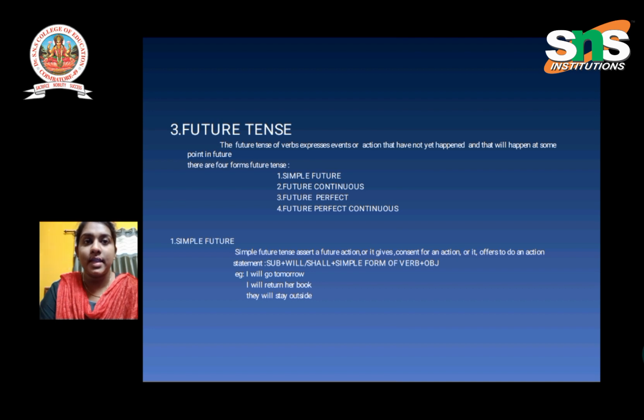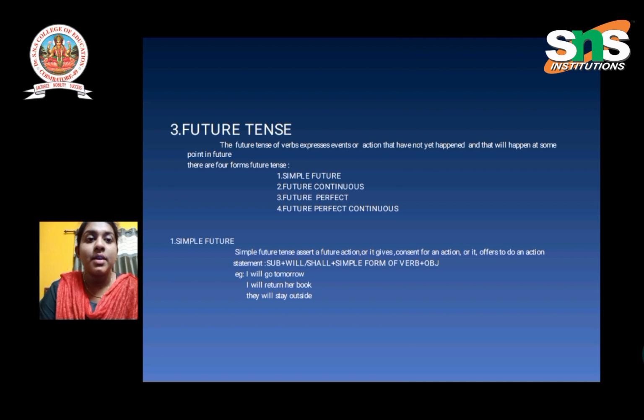And the third one is future tense. The future tense of a verb expresses an event or action that has not yet happened and that will happen at some point in future. And there are four types: simple future, future continuous, future perfect, and future perfect continuous. And the first one is simple future.